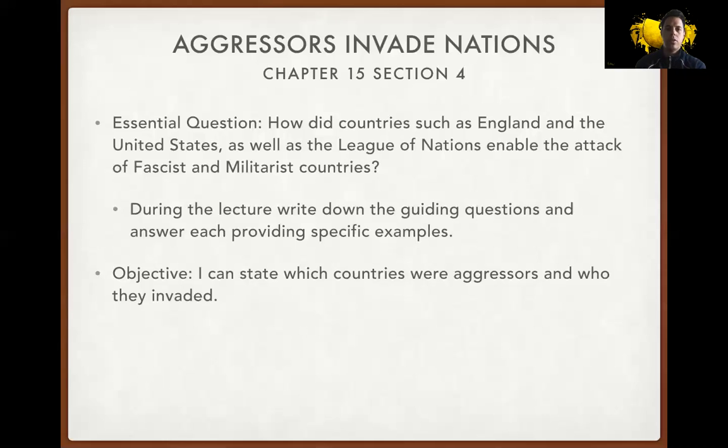What I would like you to do is to write down the title, write down the essential question: how did countries such as England and the United States, as well as the League of Nations, enable the attack of fascist and militarist countries? During the lecture, I would like you to write down the guiding question and answer each, providing specific examples. Our objective that I would like you to write down as well is that you can state which countries were aggressors and who they invaded.